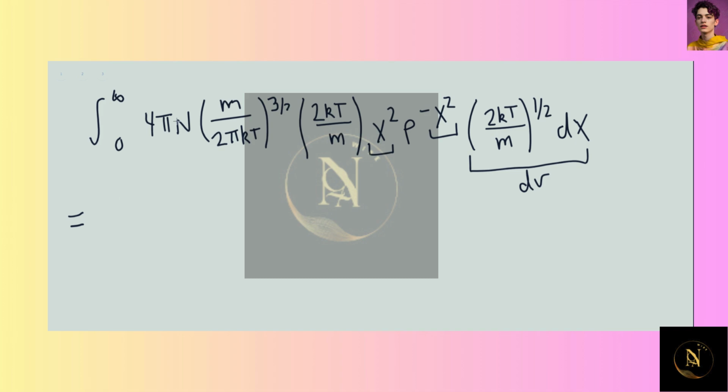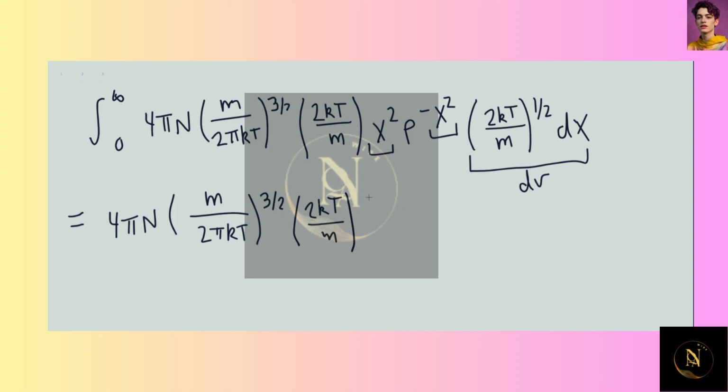The integral will come out to be, I'll combine the constants. Combining all the constants, we have 4 pi N times m over 2 pi kT to the 3 halves times 2kT over m times 2kT over m to the 1/2. I'm just pulling all of this out of the integral, as we should.